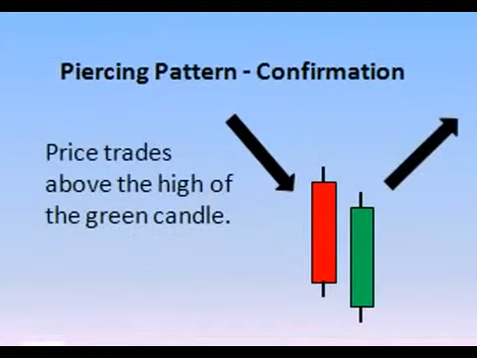Confirmation of the pattern is price trading above the high of the green candle. So this point here. As always, more conservative traders may seek additional confirmation through price closing above the high of the green candle, so closing at this point rather than just trading above it, or even closing above the high of the red candle here. Whatever works for you in your back and forward testing is fine.